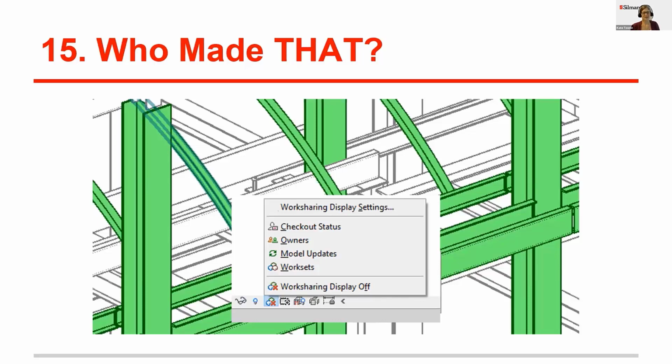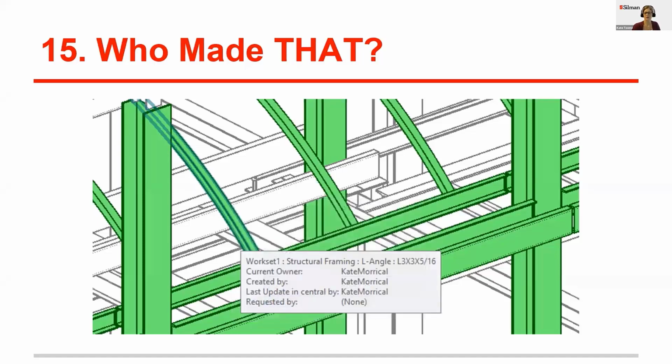So if you end up in either of those situations, turn on your worksharing display, pick your favorite category. It doesn't matter whether you choose checkout status, owners, whatever. But as soon as you have something color coded, you can then hover over it and it will show you who made it, who owns it now, who updated it last. So all of these are mine, I think, because at the time I had been the last one to create this central file. But there might be somebody else's name in some of yours.